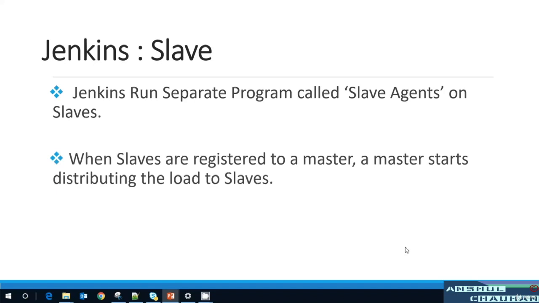When slaves are registered to the master, the master starts distributing the load to the slaves. When executing any job, either your Jenkins master can choose the slave randomly as per availability, or you can provide a hard-coded slave, meaning this particular job should execute on this particular slave. If your slave is not available, or is disconnected from the Jenkins job, then your master will mark the job as failed.